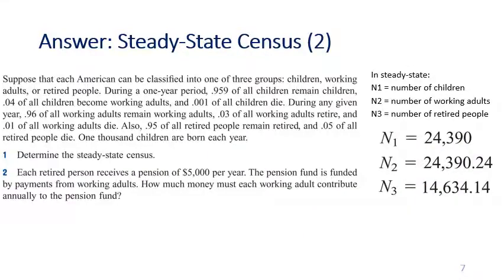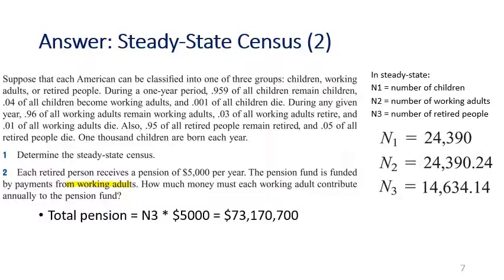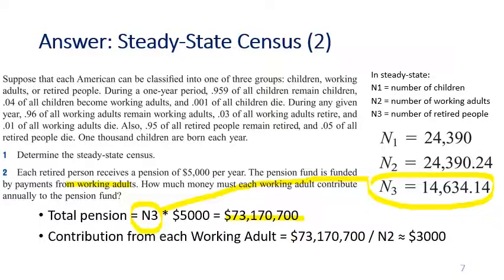The second question is, if each retired person receives a pension of $5,000 per year, and it is funded by payments from working adults, how much money must each working adult contribute to pay that pension? Well, first we need to compute the total pension. So we pay 5,000 for each retired person, and we know that in the steady state there are this many retired people, so this is the total pension that we have to provide each year. And then we know that we have this many working adults, so we divide that amount by the number of working adults, and approximately each working adult needs to pay 3,000 a year to support the pension of retired people.